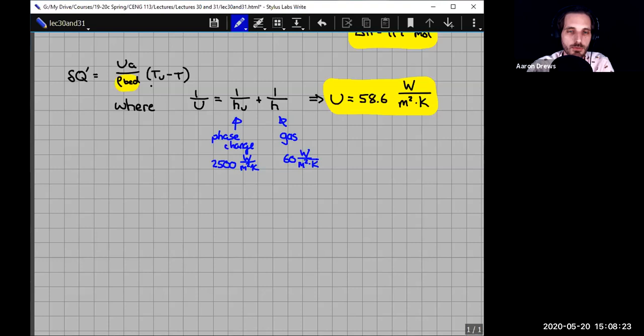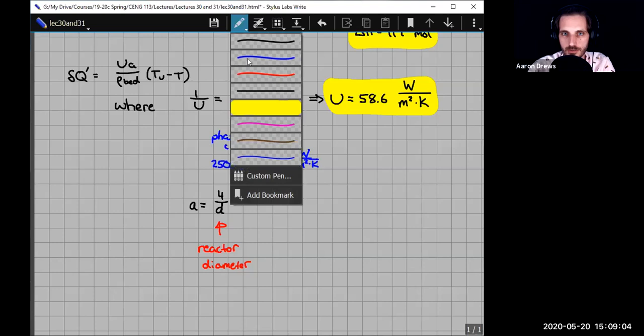Rho bed we're good with; don't have to worry about that. T_U is a constant, so it's whatever our steam temperature is, our saturated steam. T is also good to go because that's one of the variables that we need to solve for. It's one of our dependent variables, and so the only remaining one here is the A. We are always going to work with cylindrical reactors. So the A that we have will always be equal to 4/D. Just keep in mind that the D that's here is your reactor diameter, not your particle diameter, right? There's no subscript on it. So this is our reactor diameter.